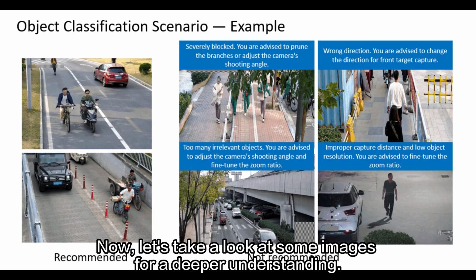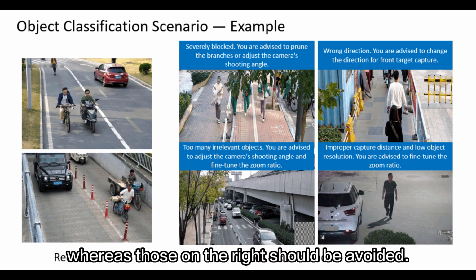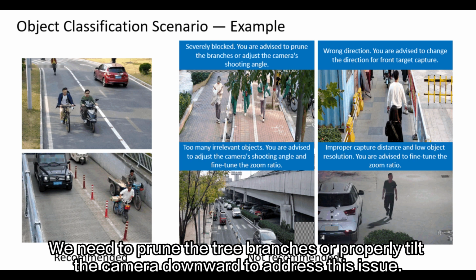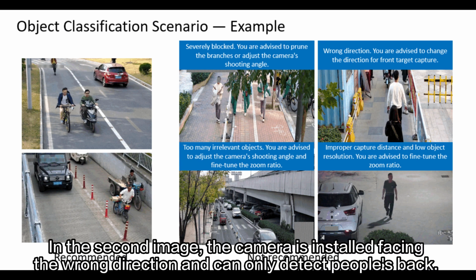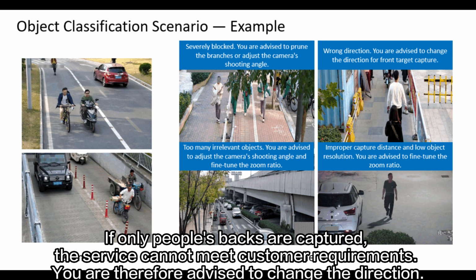Now, let's take a look at some images for a deeper understanding. The examples shown on the left are the recommended installation scenarios, whereas those on the right should be avoided. The camera's lens is blocked in the first image. We need to prune the tree branches or properly tilt the camera downward to address this issue. In the second image, the camera is installed facing the wrong direction and can only detect people's backs. Object classification requires images from which object features can be extracted. If only people's backs are captured, the service cannot meet customer requirements. You are therefore advised to change the direction.